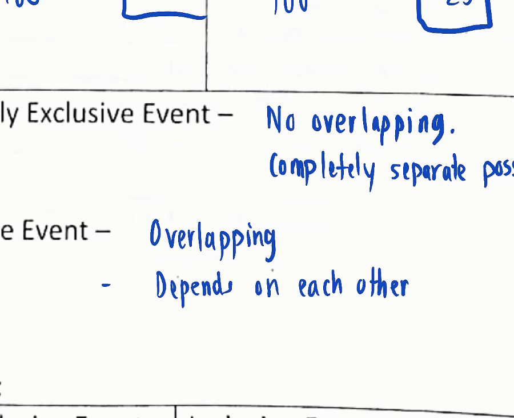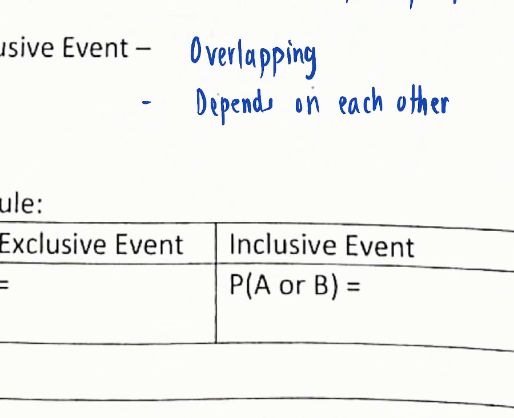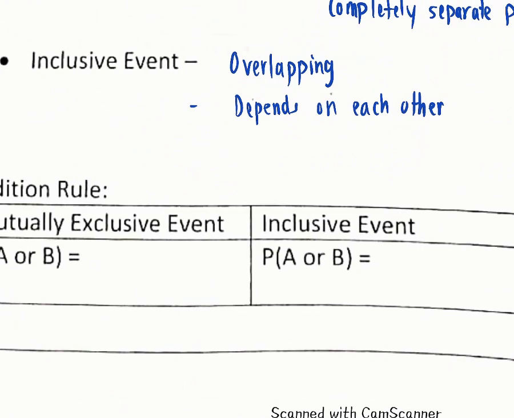So mutually exclusive means they don't overlap. The information does not overlap. Inclusive means they overlap. So here's what happens with our probabilities when they're mutually exclusive versus inclusive. For mutually exclusive, when there's no overlap, and you want to find the probability of A or B, you simply take the probability of A and you add the probability of B. That's it.